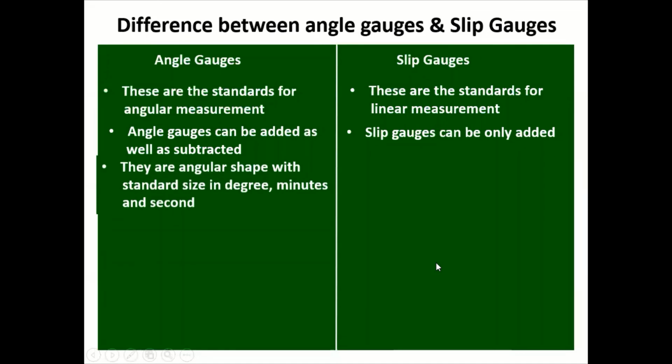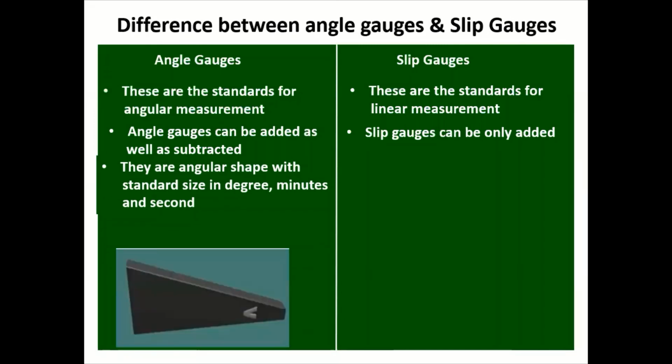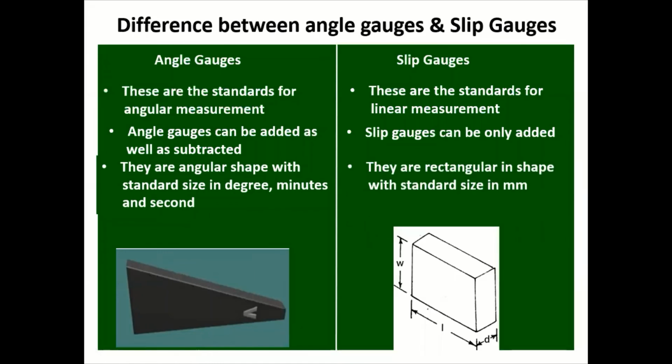They are angular in shape with a standard size in degree, minutes and seconds. So here also this is the angular face right now, and they are available in degrees, minutes and seconds. In slip gauges, they are rectangular in shape with a standard size in mm. Only the slip gauges we are showing in mm, but in some cases it may be an inch, but we are not regularly using that.